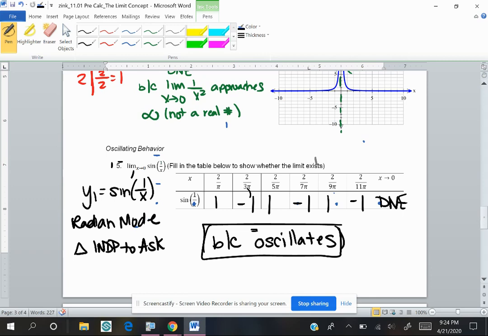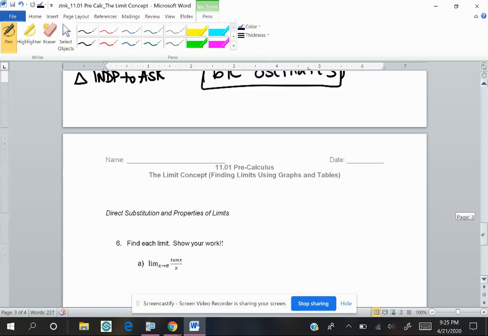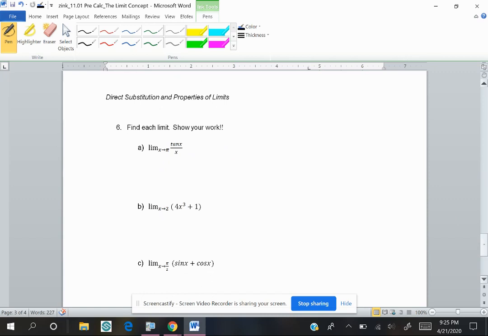So 3 reasons why your limit could not exist. Number 1, the left-hand limit is not the same as the right-hand limit. Number 2, it approaches infinity. And number 3, it oscillates, so it goes back and forth. The last part is how to solve limits, and that's using direct substitution.